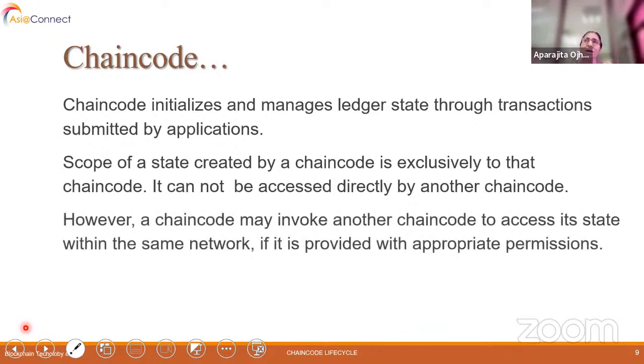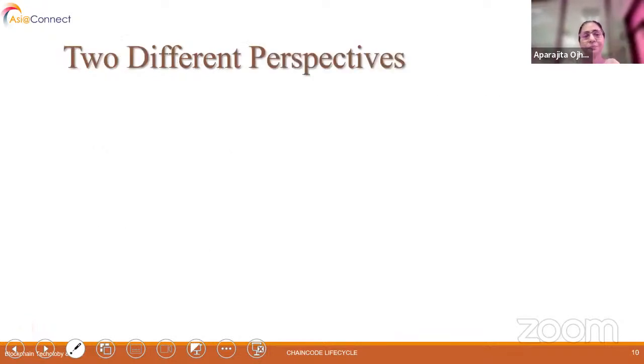But remember that sometimes one function call invokes another function call, and that function call could be from another chain code. So a chain code may invoke another chain code to access its state within the same network if the permission is provided. Not necessarily that all the time permissions are provided, but there can be some chain codes that may require access to the state created or updated by another chain code.